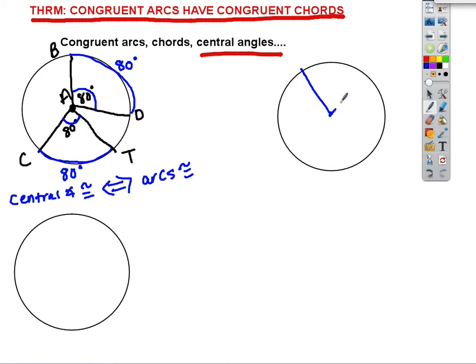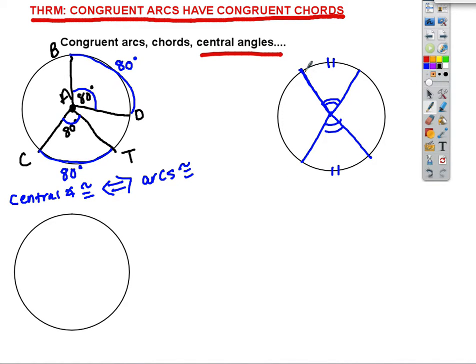Similarly, if I were to, let's just make these look like vertical angles, okay? So if I were to say that these two arcs are congruent, then the two angles would be congruent. Okay, so that's what we just spoke about.